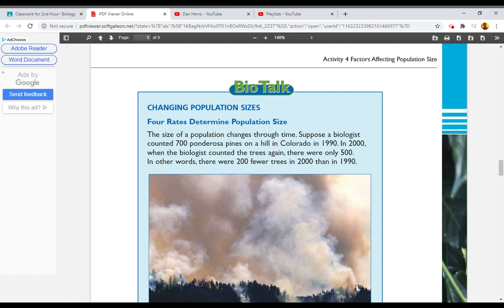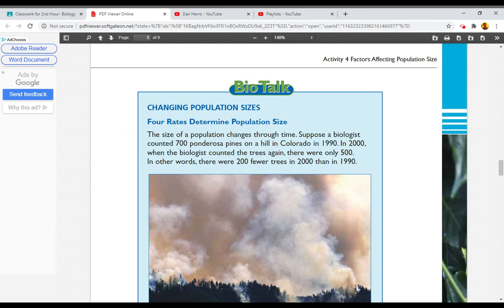Chapter 1, Section 4, Biotalk: Changing Population Sizes. Four rates determine population size. The size of a population changes through time.